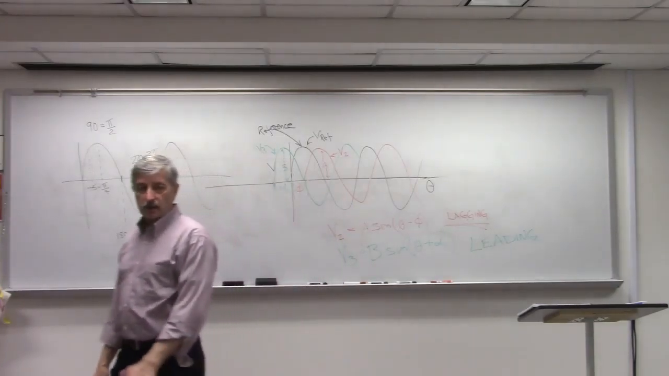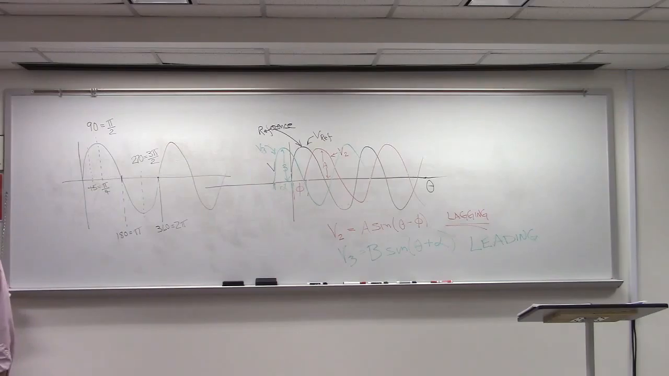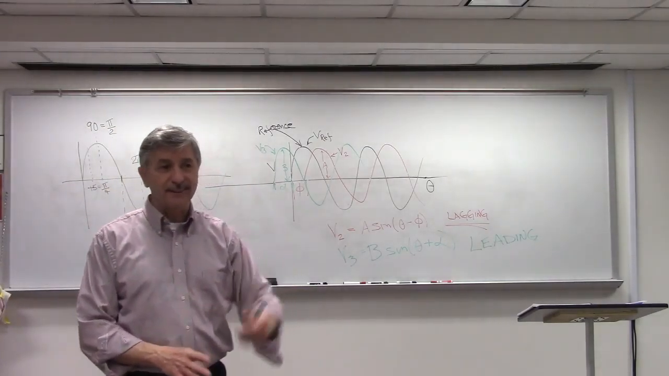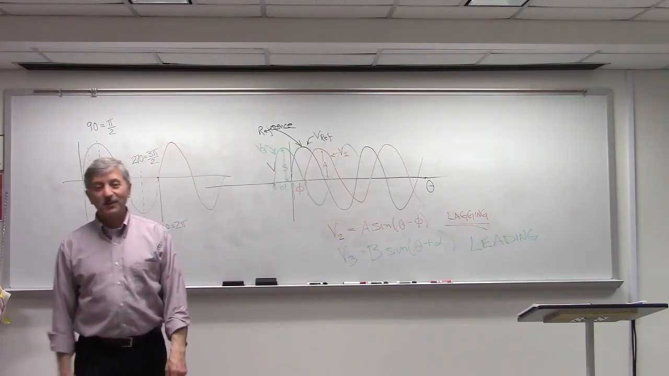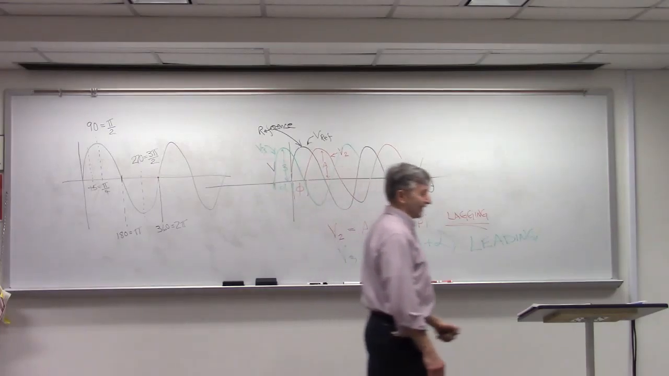Another way to look at it is you say, okay, it looks like it's leading, and just say, okay, that's wrong, it's lagging. It looks like it's lagging, okay, that's wrong, it's leading. That's another way to reference it. Just assume you're wrong. And then if you do that, you'll be right.